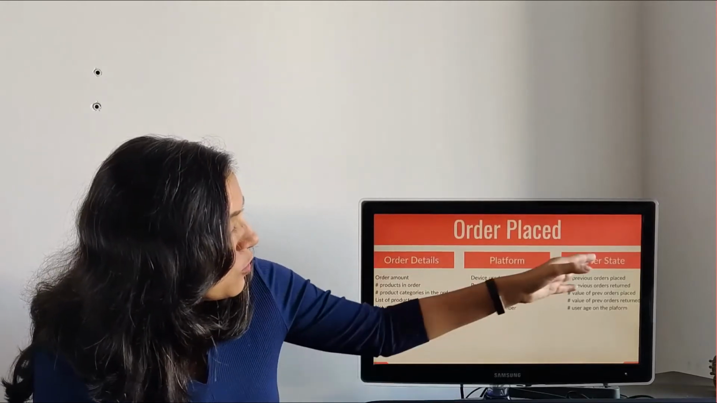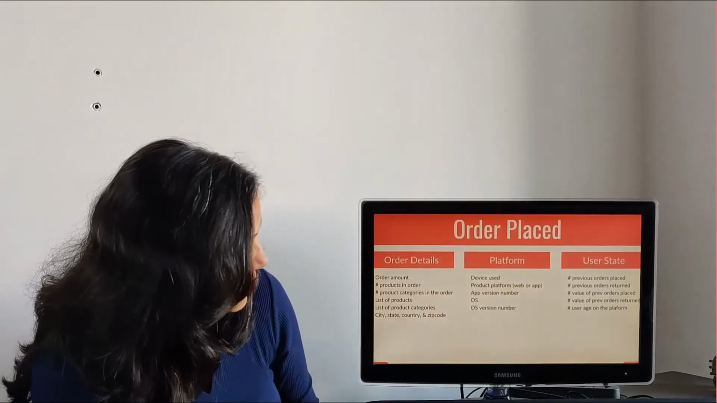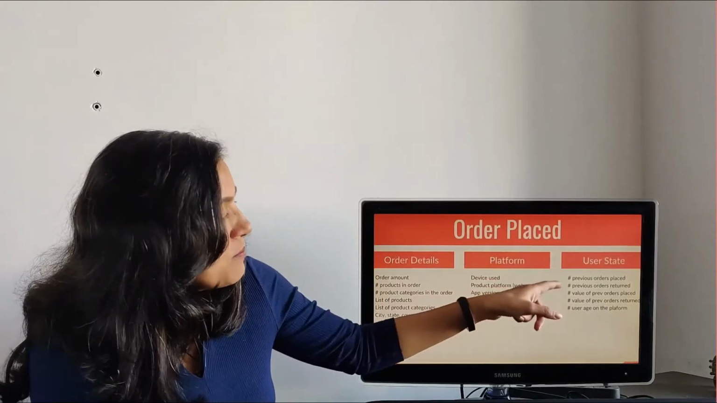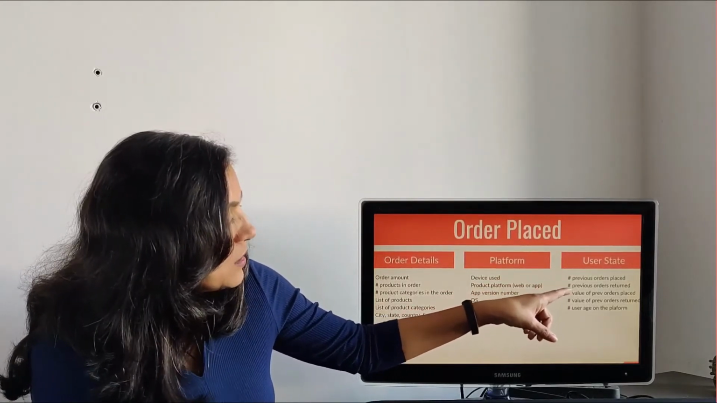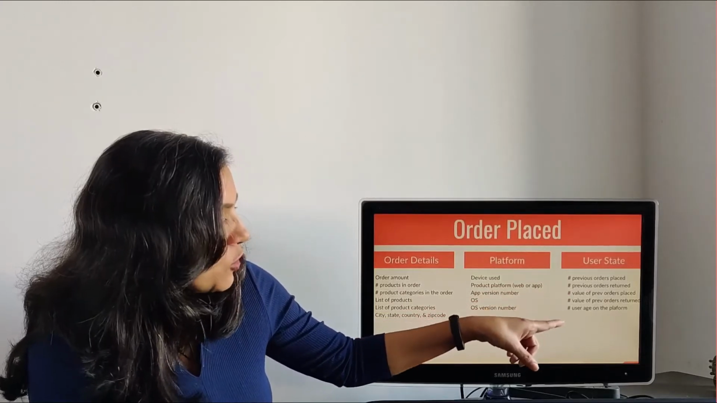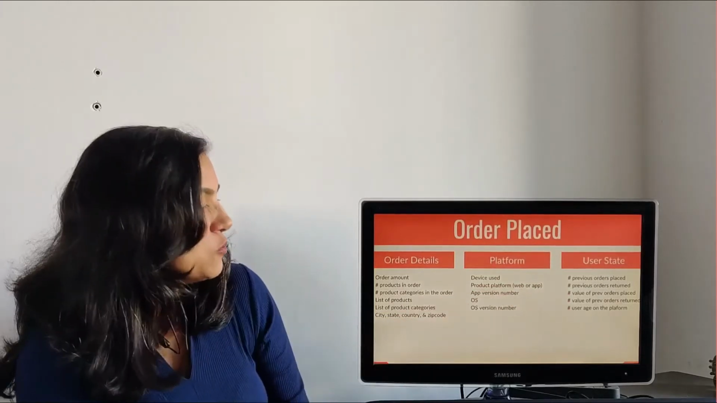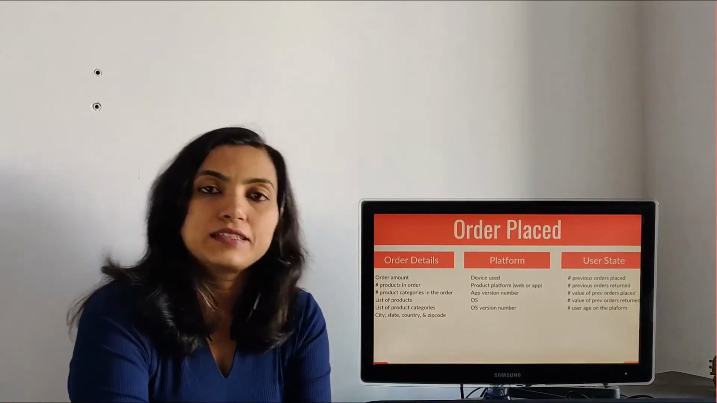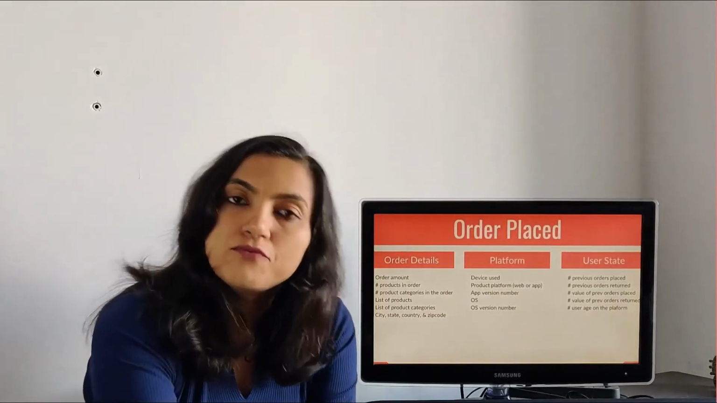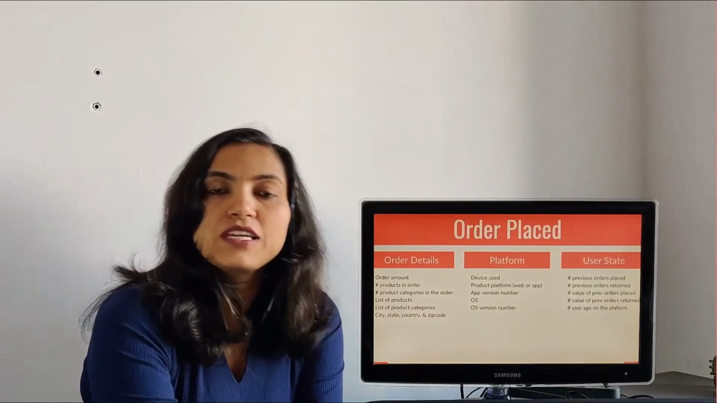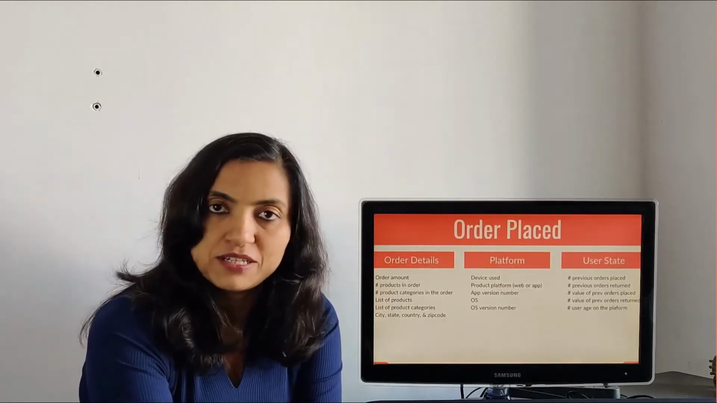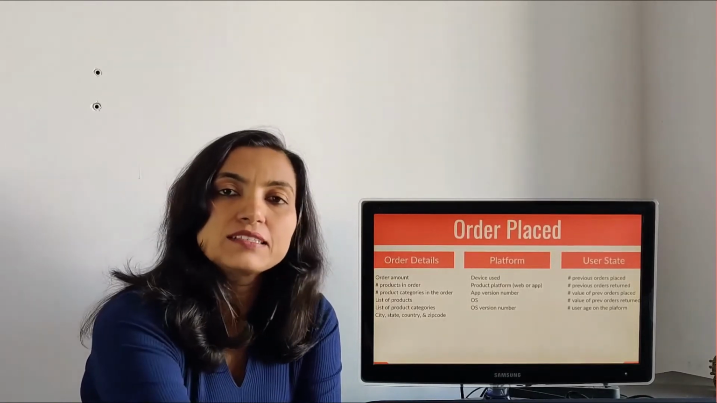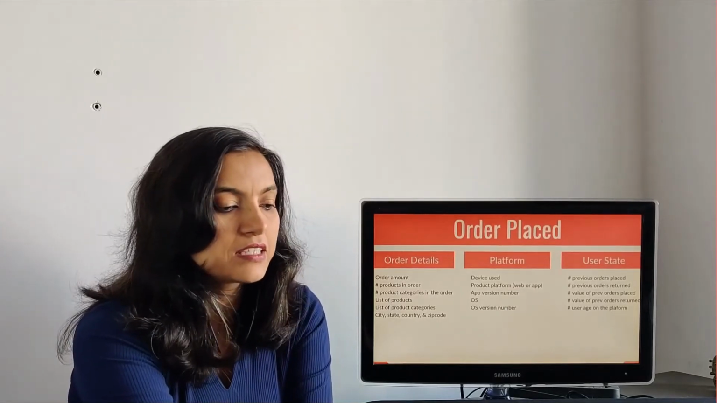And then we could also capture user state at that point of time. How many previous orders has this user placed and returned? The corresponding values of all those orders, the age of the user on the platform, etc. So with these properties captured, we can extract even more information out of the reports, as I mentioned previously. How? For that, let us return to the Mixpanel screen for a demo.